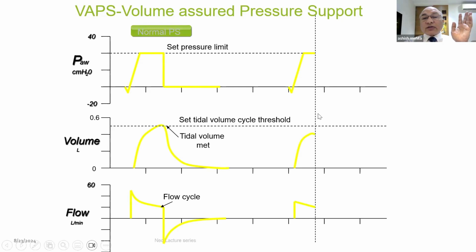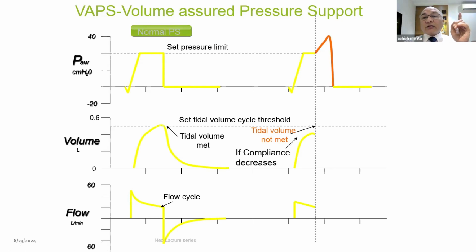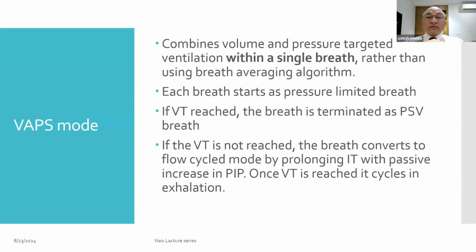Pressure is there, but that is not reached because of some reason. There will be a boost up in the pressure immediately. So the volume ventilation will change into pressure ventilation, and that is your volume assured pressure support. And that is happening within the breath, and that is the beauty of this thing.